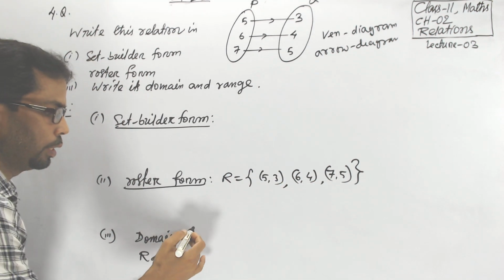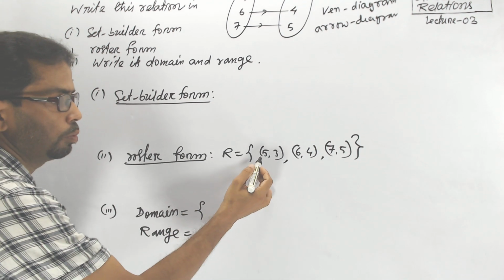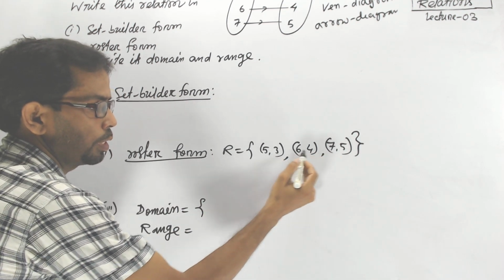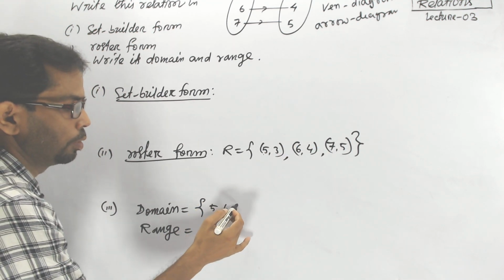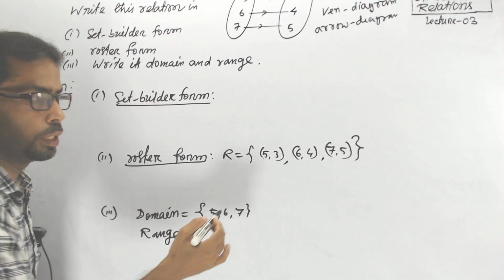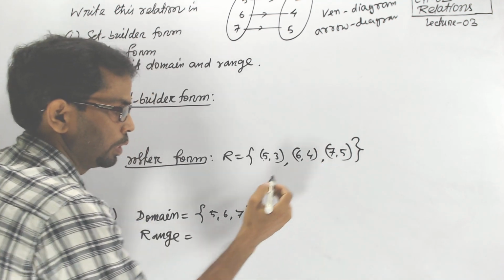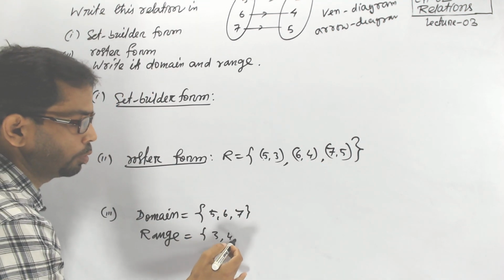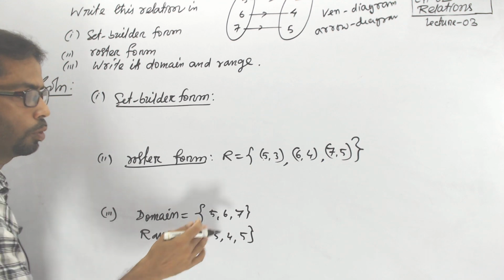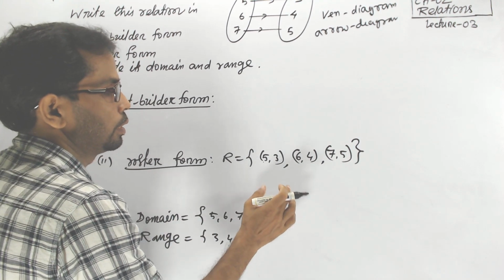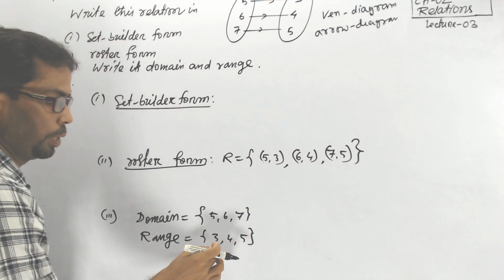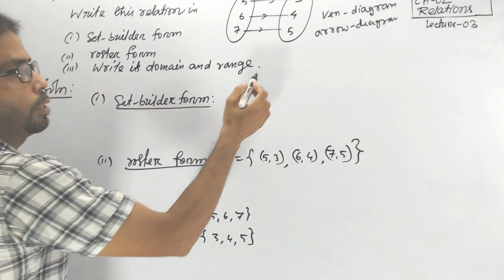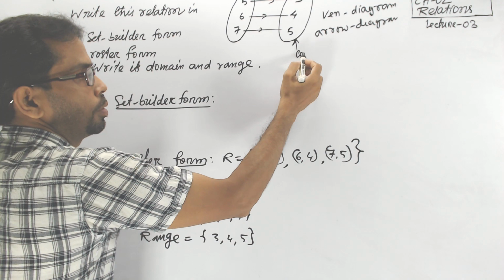And then if I write the domain, domain is the set of all the first components of the elements of the relation: the first components 5, 6 and 7 make the domain. Range is the set of all the second components of the elements of the relation, that means 3, 4 and 5. Now if I write the codomain, always remember, codomain is the whole second set.